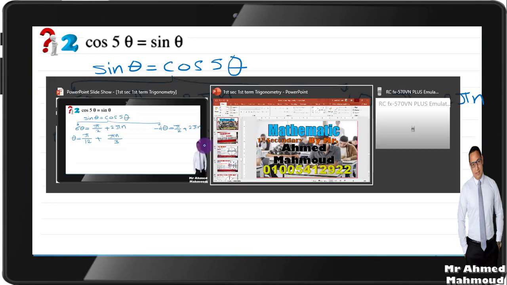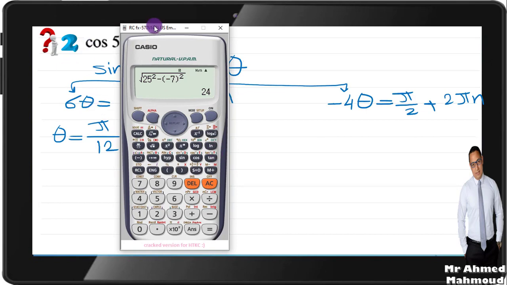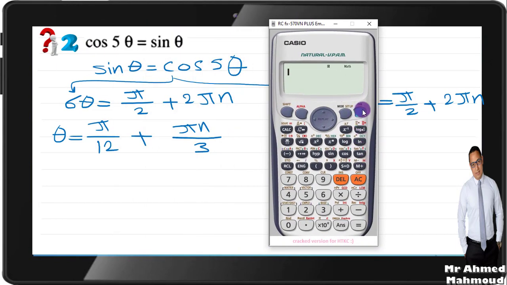You can solve it using the calculator. I will show you. This is the calculator. Now if I need pi over 2 divided by 6, it will be like this: pi over 2 divided by 6 equals 1 over 12 pi, or your calculator gives you pi over 12. Both are correct. And here 2 pi divided by 6 equals 1 over 3 pi, or pi over 3. You can write it as 1 over 3 pi n.